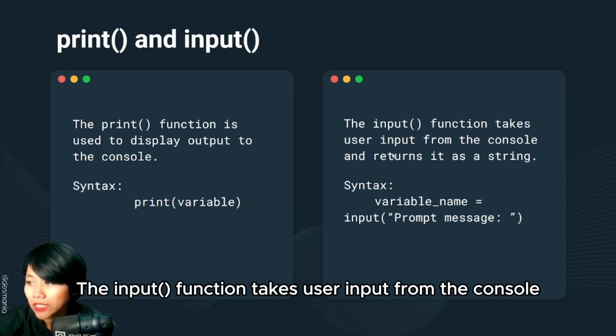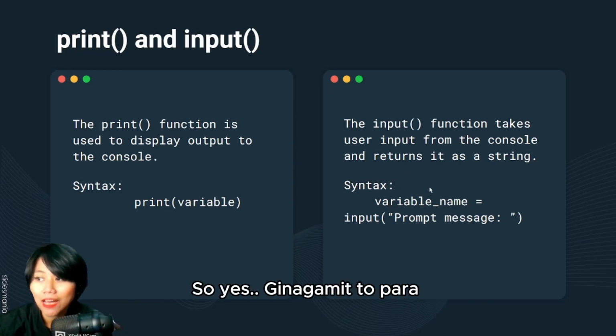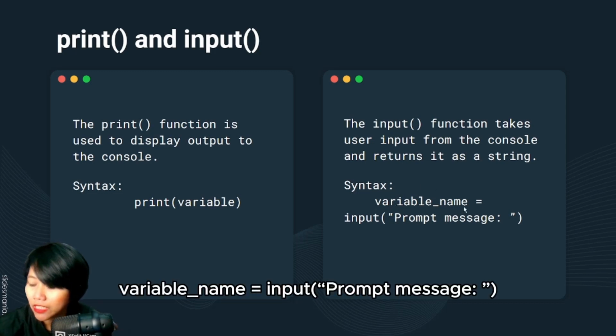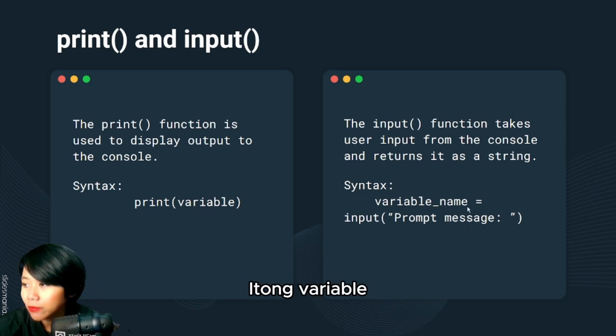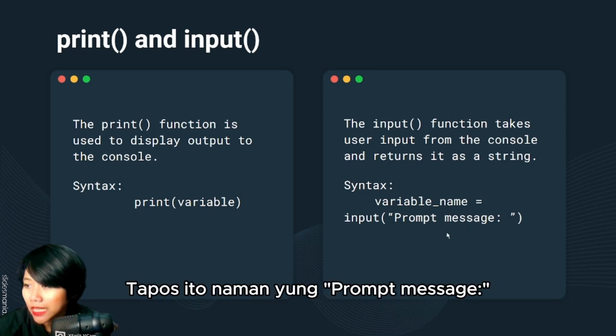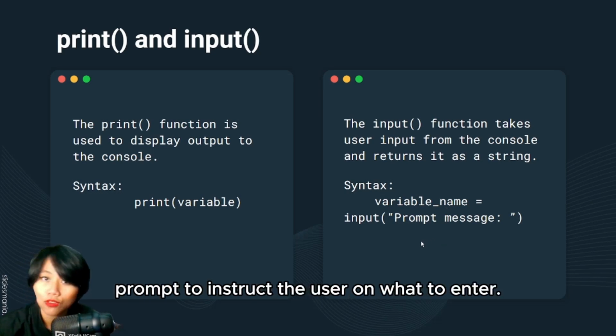Next is the input function. The input function takes user's input from the console and returns it as a string. So yes, ginagamit ito para makapag-input si user. Ito yung syntax natin, variable underscore name is equal to input, tapos yung prompt message. Itong variable, this is the variable where the user's input will be stored. Tapos ito naman yung prompt message. This is an optional string that you can provide as a prompt to instruct the user on what to enter.